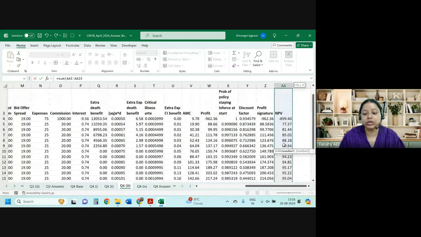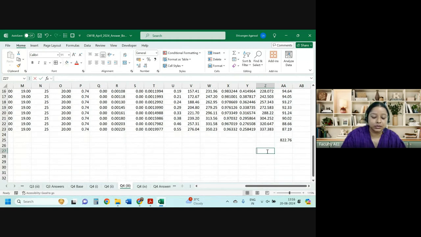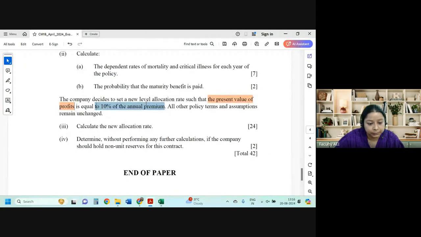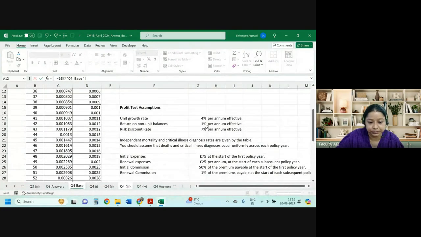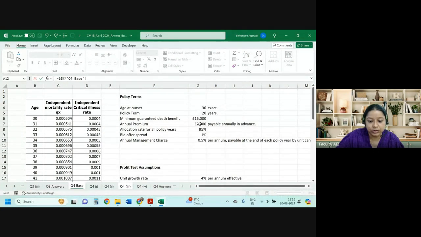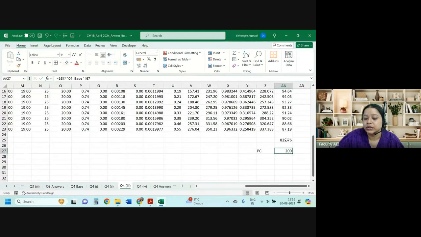And this total, they have mentioned, needs to be what? Profit criterion is how much? 10% of annual premium, which is 2000. So it should be 200. So change this to 200 by changing the allocation rate.